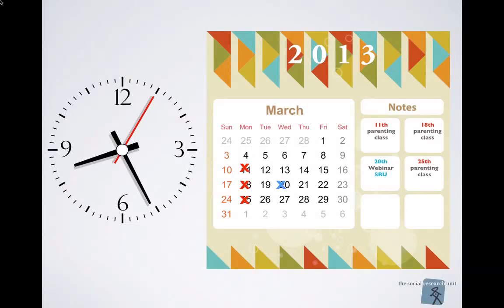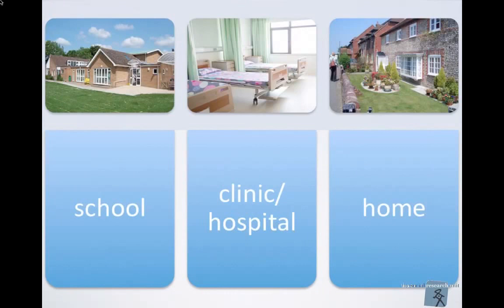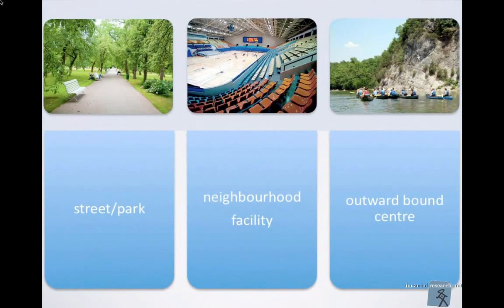Okay, so what about location or setting? So these days, interventions can happen almost anywhere. Many still do take place in institutional settings, such as schools, clinics, or hospitals, but there are many other settings too. Youth activities often happen wherever the young person likes to hang out. There are also a host of non-statutory neighbourhood facilities such as leisure centres, community centres and church halls. There are also specially designed facilities for young people such as outward bound centres. And of course, some interventions actually take place in the service user's own home.